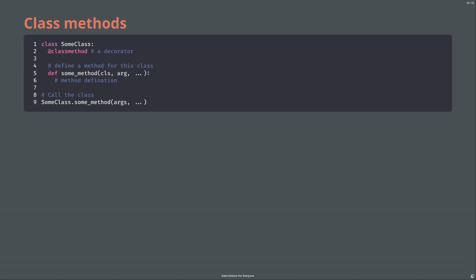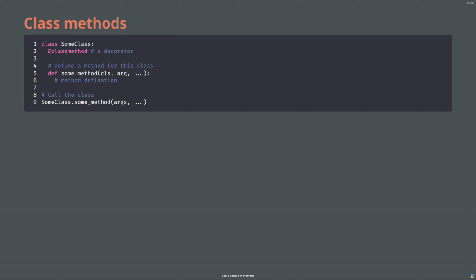Class methods have a limited scope since they can't access instance-specific data. To create one, we use the addClass method decorator. Think of a decorator as a way to change how a function behaves. Since methods are functions inside classes, the class method decorator changes the behavior of the method that follows it.